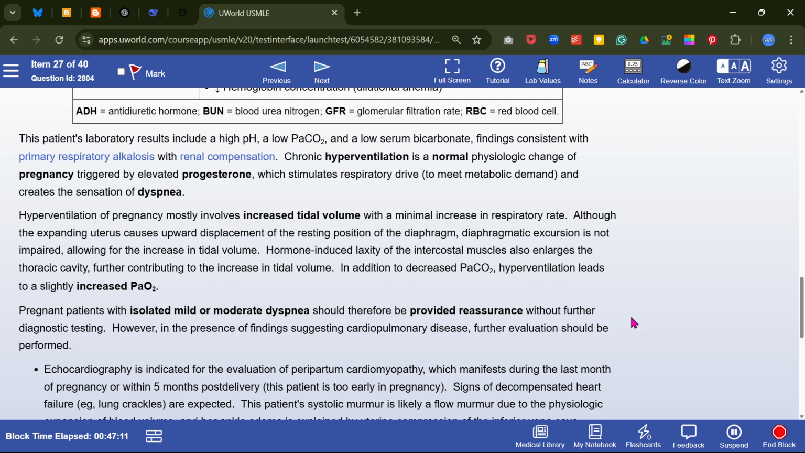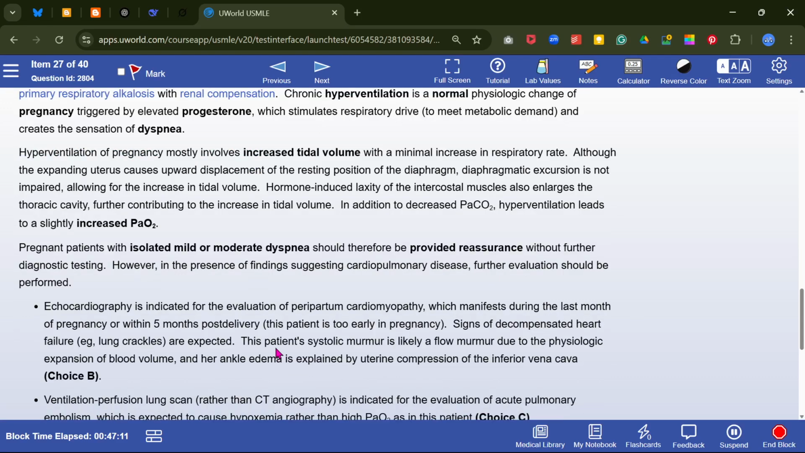A pregnant patient with isolated mild to moderate dyspnea is therefore provided reassurance without further diagnostic testing. However, in the presence of findings suggestive of cardiopulmonary disease, further evaluation should be performed.